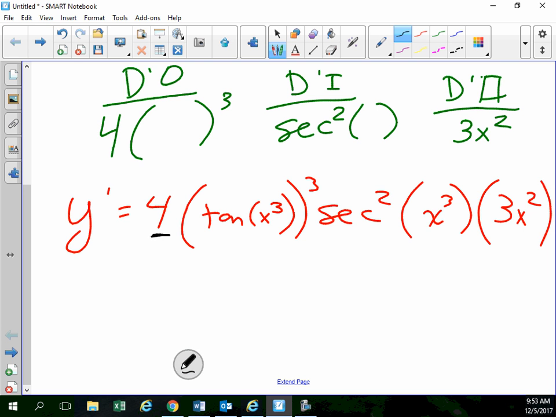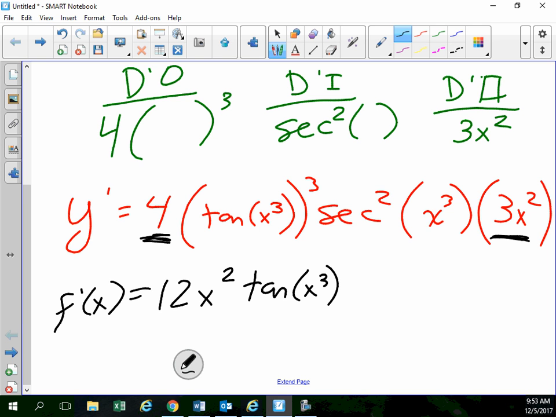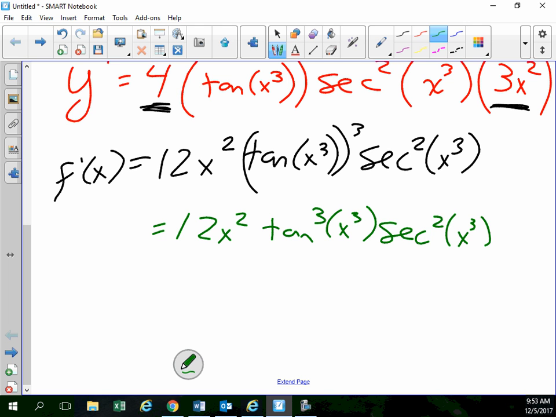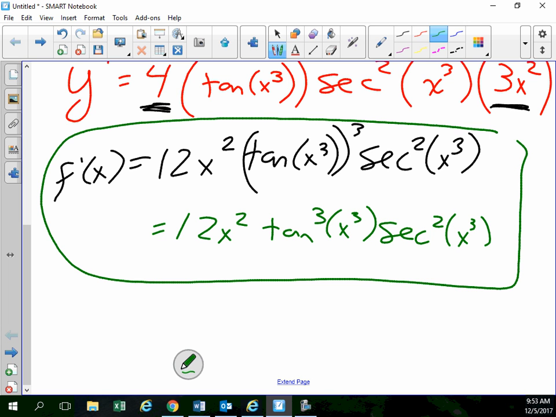My last step is to do some combinations. I can combine 4 and 3x squared: 12x squared, tangent of x cubed, quantity cubed, secant squared of x cubed. If you wanted to, you could also write this as 12x squared tangent cubed x cubed secant squared x cubed. I don't care, they do mean the same thing. Alright, so okay with those.